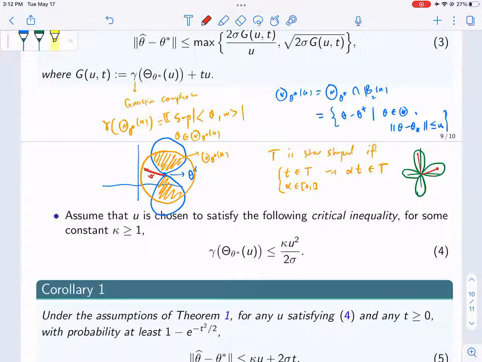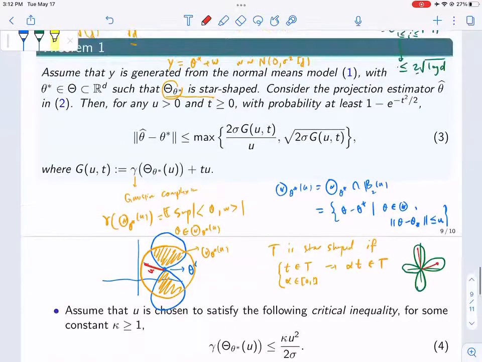And then the way that we assume it, this set is a star shape with respect to the origin. Effectively, it means that theta is a star shape with respect to theta star. Okay, so relative to this theta star, the way I've been drawing these are star shapes. So anything is there. This is not a convex set, but it's still star shape. Okay.